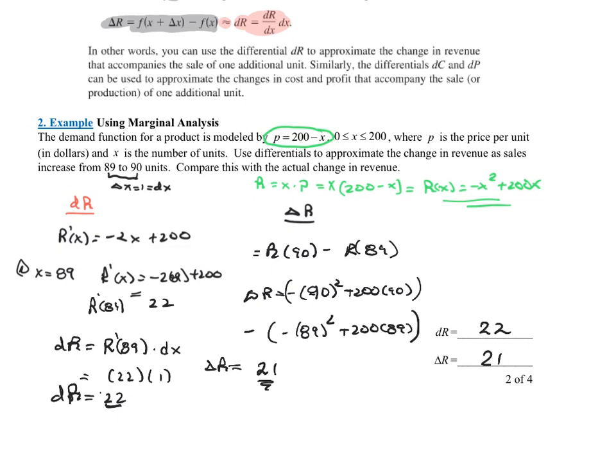So our estimated change in revenue was an increase of $22, and our actual change in revenue was an increase of $21. Because our delta x, or dx, our change in x, was so small, just 1 unit, we can see that the estimated change in revenue, dr, the differential, was very close to the actual change in revenue, delta r.